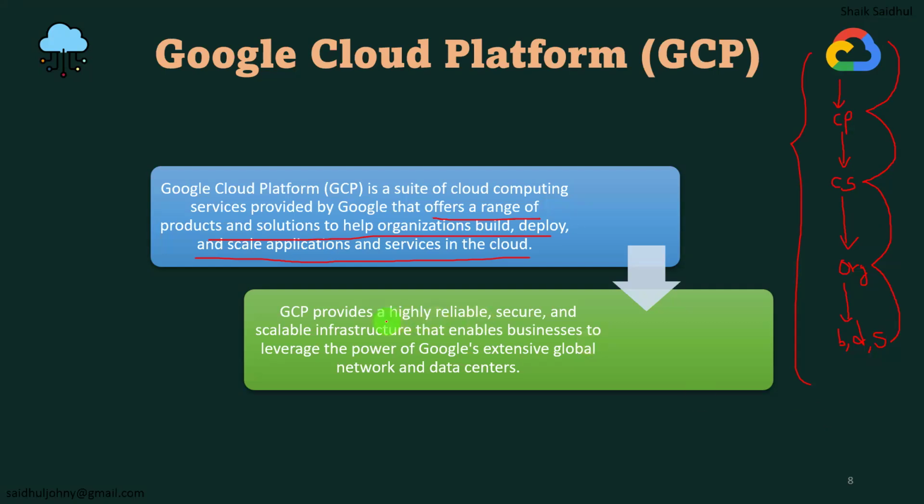And these services are a highly reliable, secure, scalable infrastructure that enables businesses to leverage the power of Google's extensive global network and data centers. Google has data centers all over the world, situated in different areas, different countries, and different locations. And in India also we have two data centers. I have told you yesterday, one in Mumbai, and a data center in Delhi also. Okay.